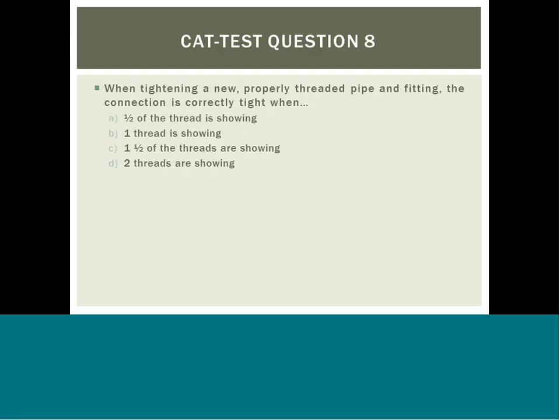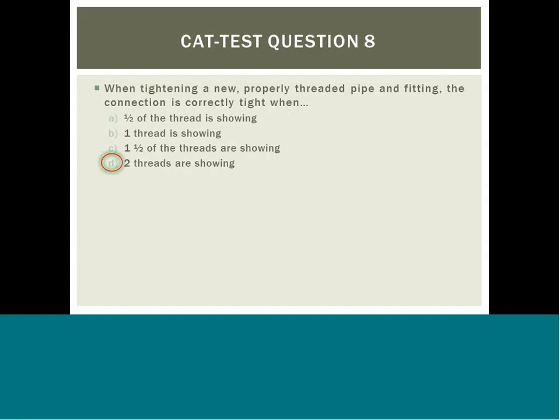CAT test question 8. When tightening a new, properly threaded pipe and fitting, the connection is correctly tight when A, half of the thread is showing, B, one thread is showing, C, 1.5 of the threads are showing, or D, 2 threads are showing.